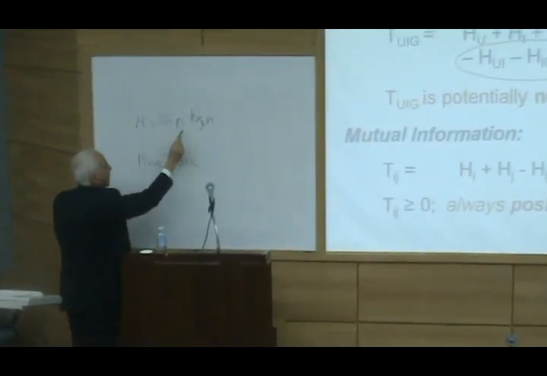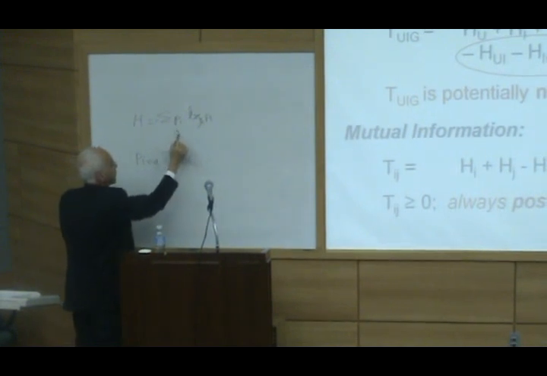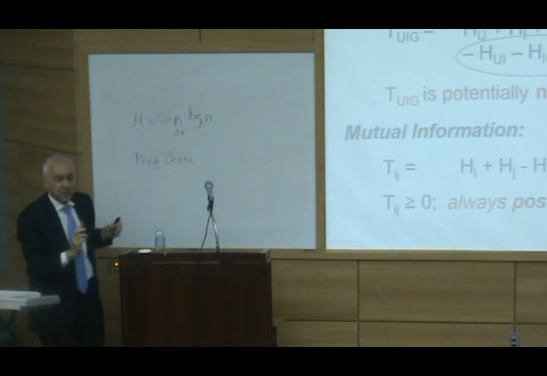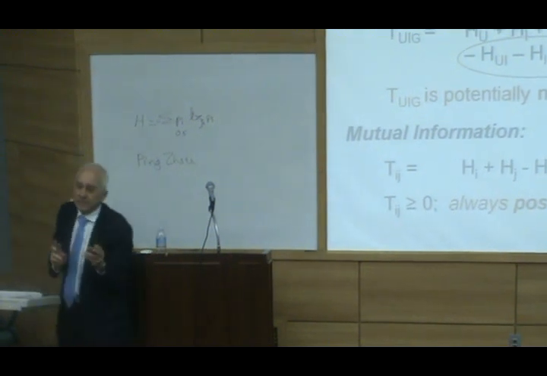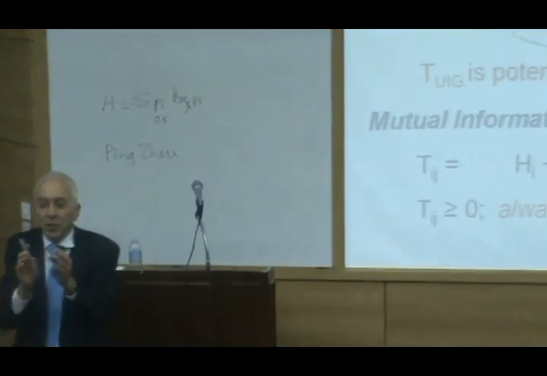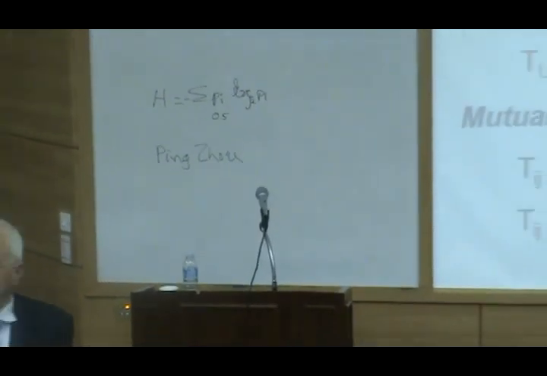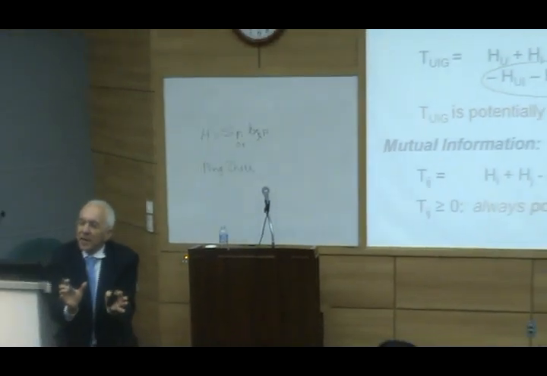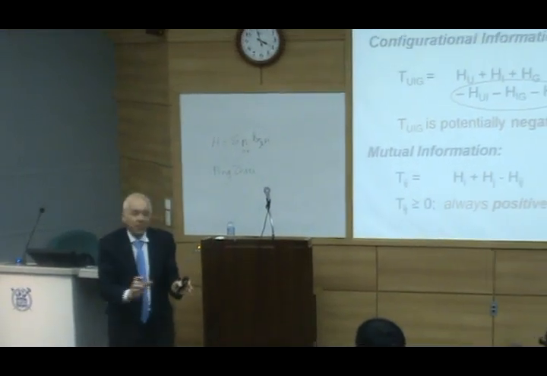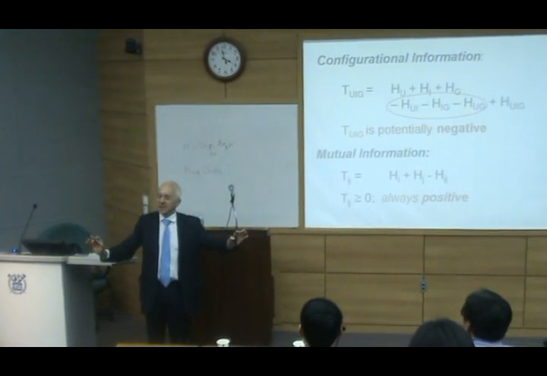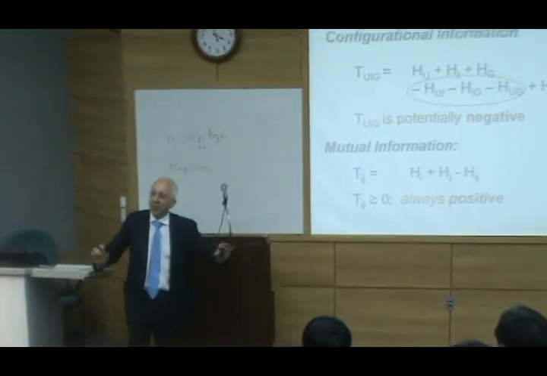If there are two possibilities, they're both 0.5. If you work that out, you get a 1. And that means that if you have two possibilities which are equally possible, then you get one bit of information. So that's the beauty of that definition. And then you can go on, because you can do it for 3 possibilities, and for 4 possibilities, and for an enormous number of possibilities.